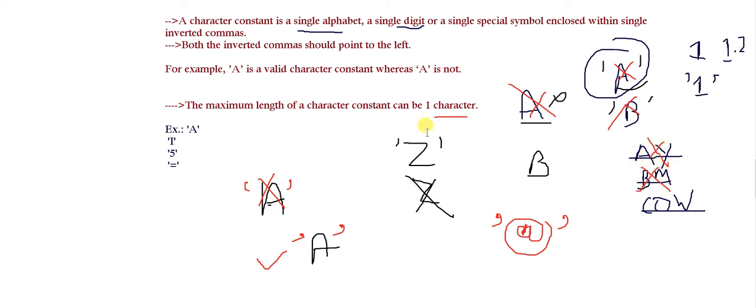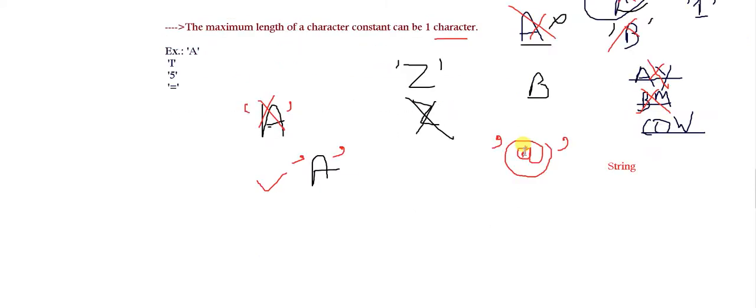Then what are they called? In a later session we will learn a concept called string. These are called strings. We will learn the string concept in the later classes. So this is about the character constant. I hope this point is clear.